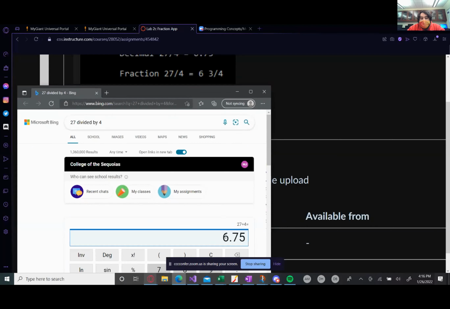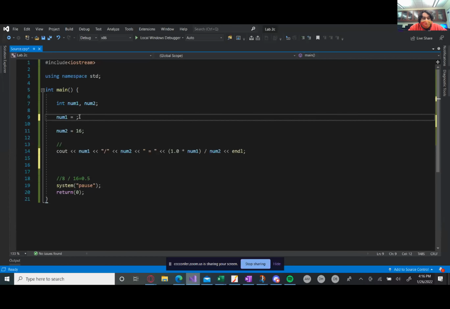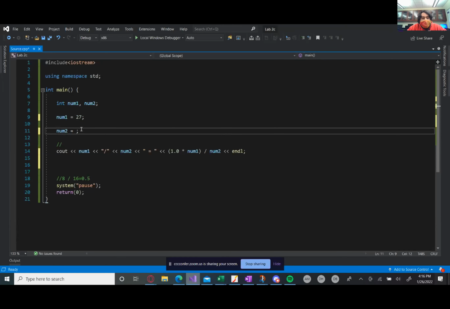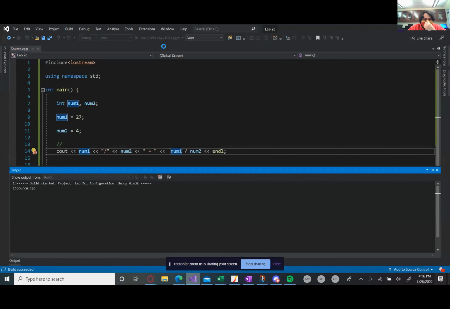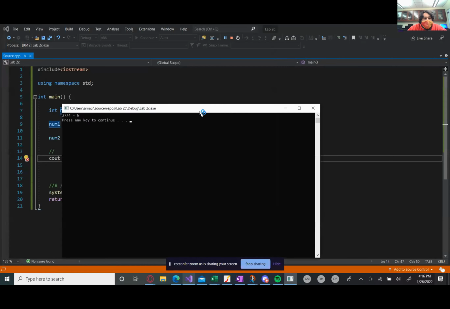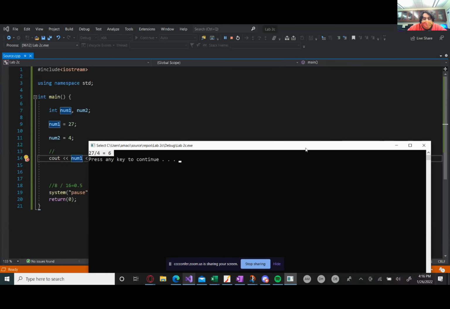So we notice that the whole number is 6, right? So we could actually utilize integer division here. So let's plug these numbers in. Instead of num1, let's do 27, and let's do R4. So if we just did our integer division, we can actually just get a 6 out. See how we got that 6? Let me zoom in right there. Yeah, so we got our 6.